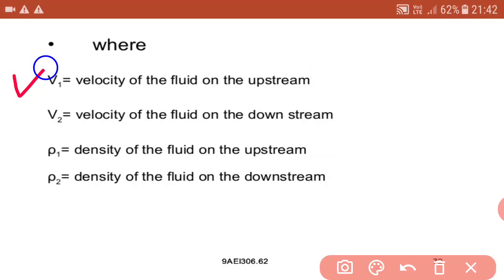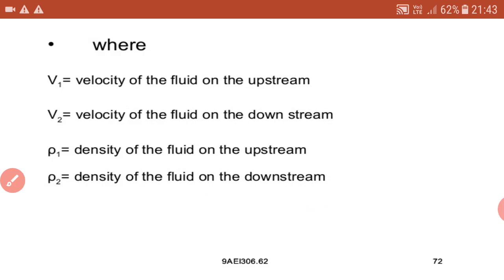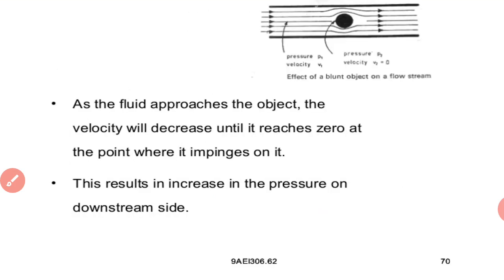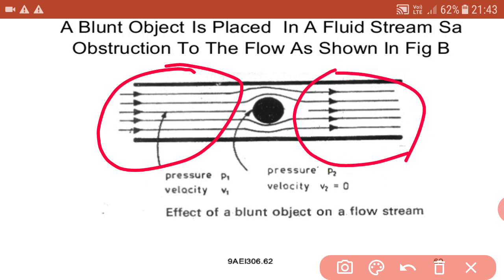Where V1 is the velocity of the fluid on the upstream, V2 is the velocity of the fluid on the downstream. Rho1 is the density of the fluid on the upstream, and rho2 is the density of the fluid on the downstream. So what is upstream and downstream? Before this blunt object is known as upstream and this is known as downstream.